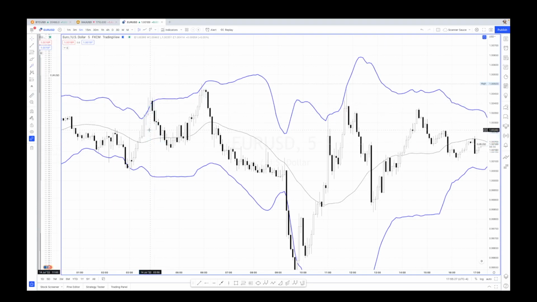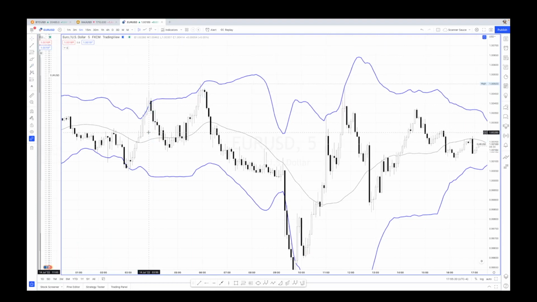So the Bollinger Bands are like rubber bands. When the market stretches the top Bollinger Band too much, you get a rejection on the downside. So that gives you confirmation to take sells.